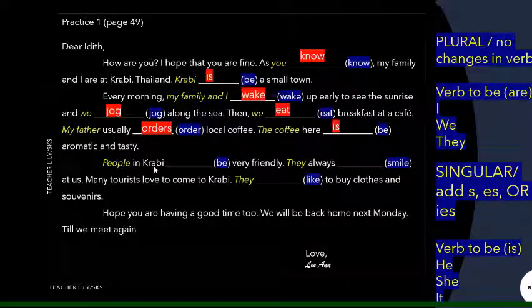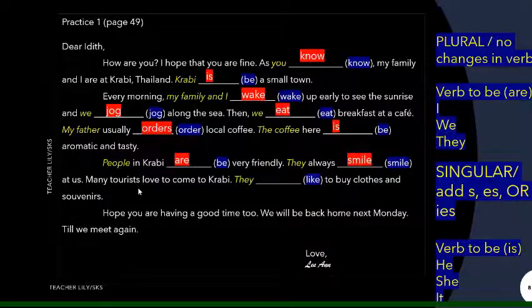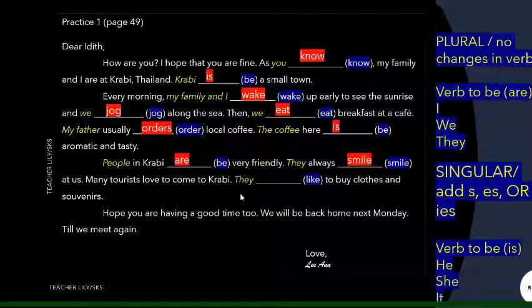People in Krabi. People, more than one, right? So it is plural. Are very friendly. Here, they always smile at us. Many tourists love to come to Krabi. They, again plural, like to buy clothes and souvenirs.